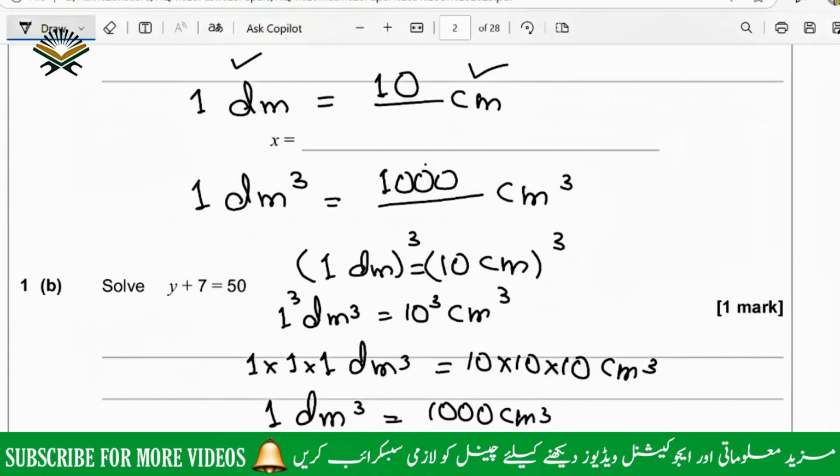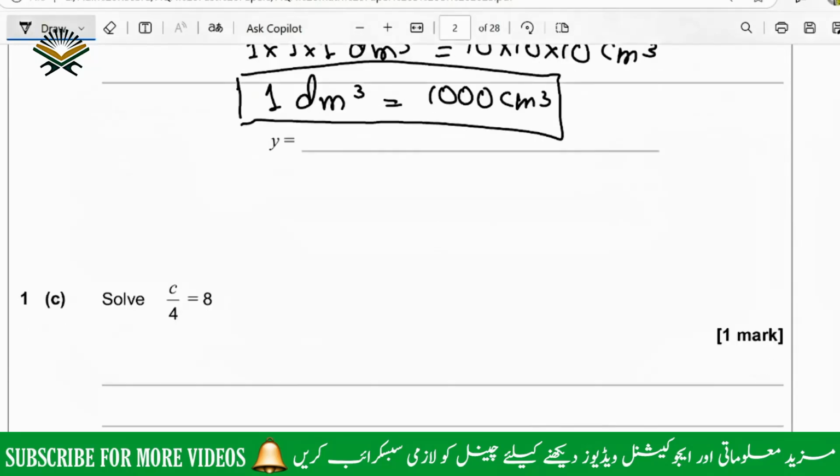Is it clear? Take your time. Okay, so now two things are clear: in 1 decimeter there are 10 centimeters, and second, in 1 decimeter cube there are 1000 centimeter cube. Now we will move to the next. Shiv, tell me, in 1 centimeter there are how many millimeters? 10. Yes, in 1 centimeter there are 10 millimeters.